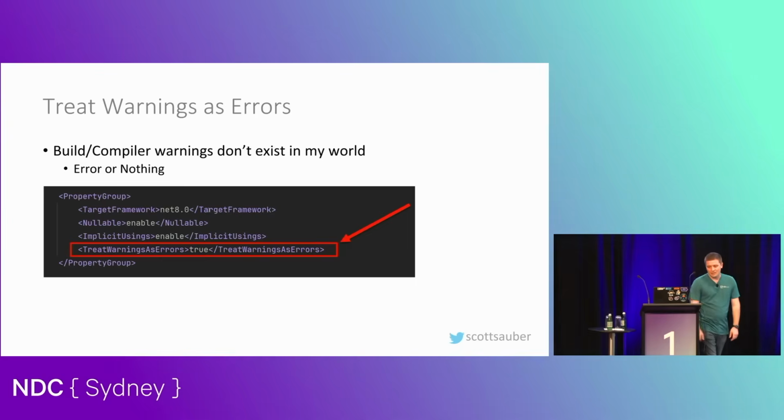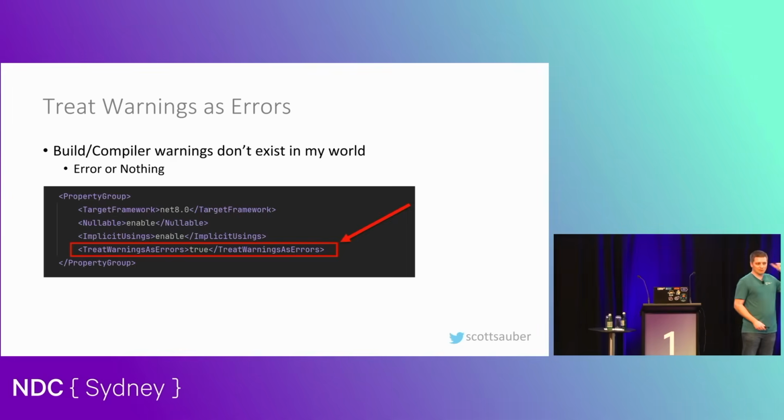And so I don't believe in build warnings at all. I think it should either be an error that I fix, or something that I explicitly ignore and say, yes, I know that this is a warning, but I'm going to choose to opt out of this specific one. And the way you do this is you just crack open your CS proj and set treat warnings as errors to true, and that will treat all your warnings as errors.